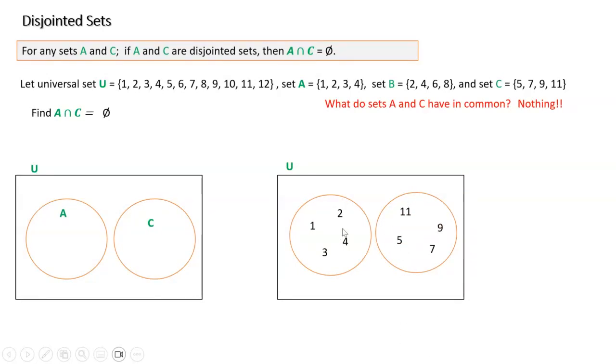Now, what goes outside of the two sets, but inside the universal set? We have 1, 2, 3, 4, 5. The 6 is missing. 7, 8. The 8 is missing. We got the 9. The 10 is missing. And the 12 is missing. That's how you represent this problem in a Venn diagram.